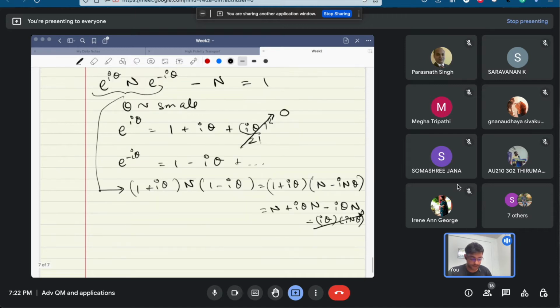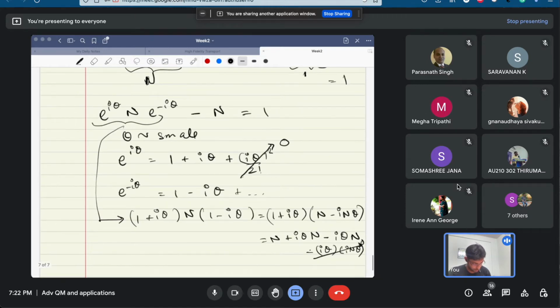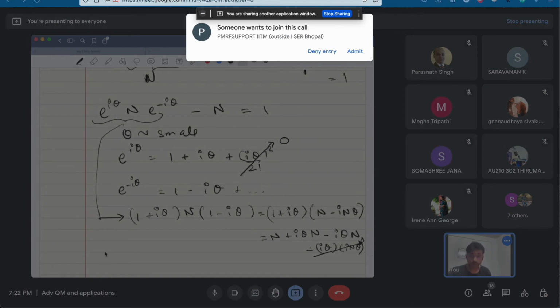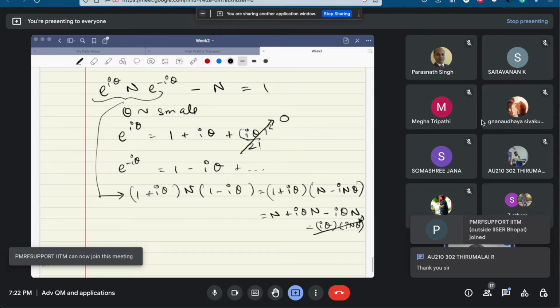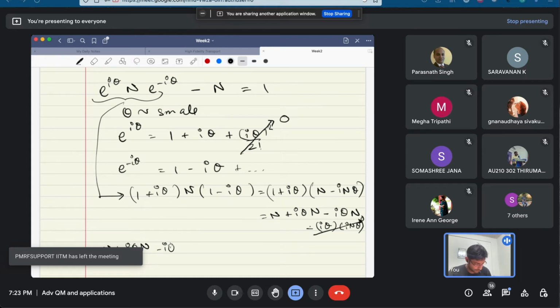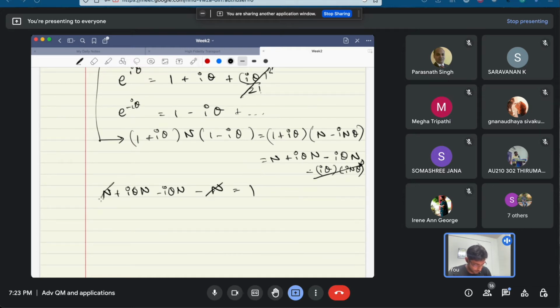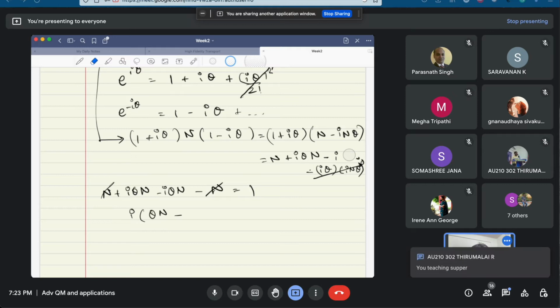Okay, so now putting this term into the equation here, we have n plus i theta n minus i theta n minus n equal to 1. Okay, and this n gets cancelled out, so we essentially are left with theta n, sorry, not twice theta. Somewhere I went wrong: theta n minus n theta, yes, this is n theta, sorry about that.